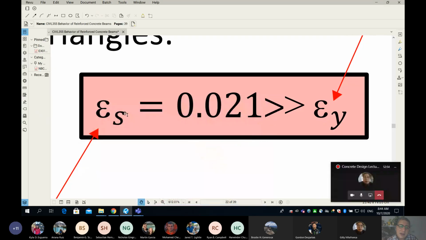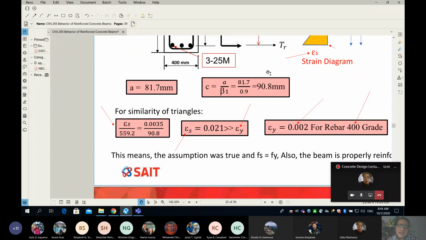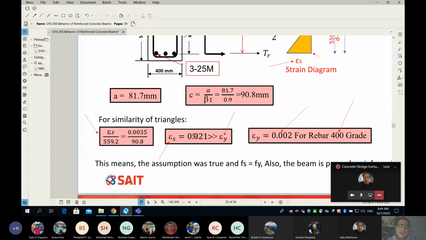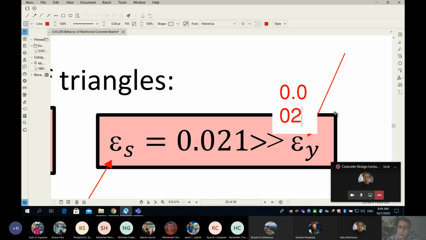One more time, from the similarity of the triangles, using this math and this diagram over there, I found out that the strain in the rebar when concrete fails is already 0.021. And for a 400 grade, this number is equal to 0.002. That is the strain in the rebar at yield for 400 grade. You can see the 0.021 is way higher than 0.002.